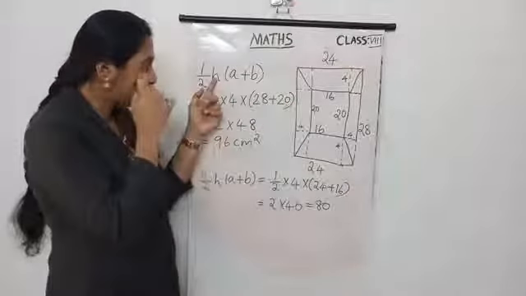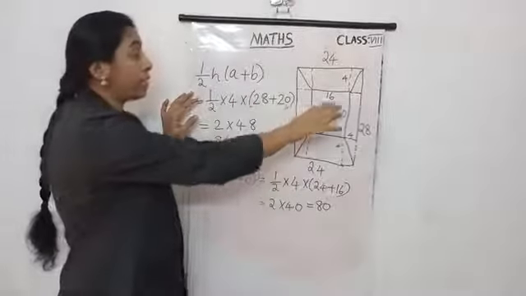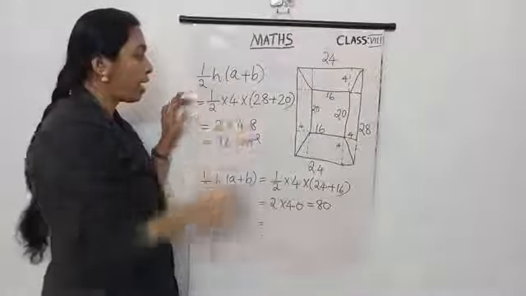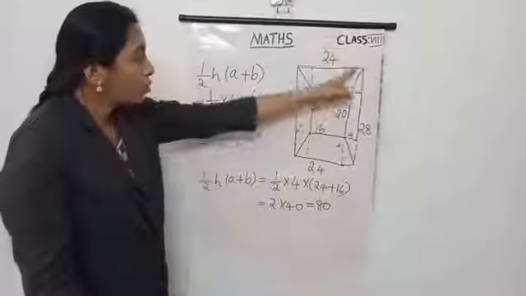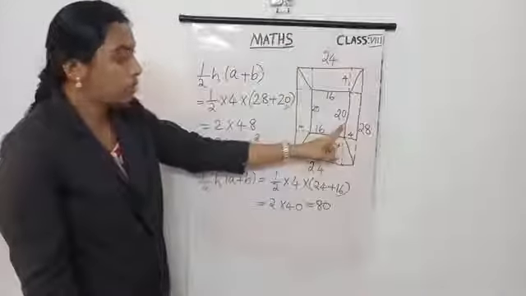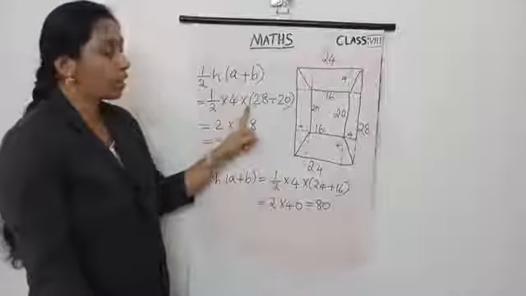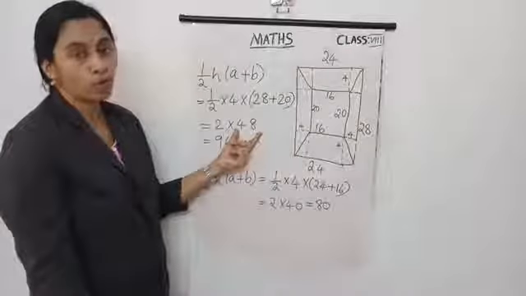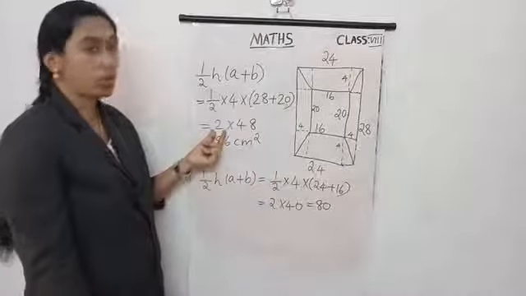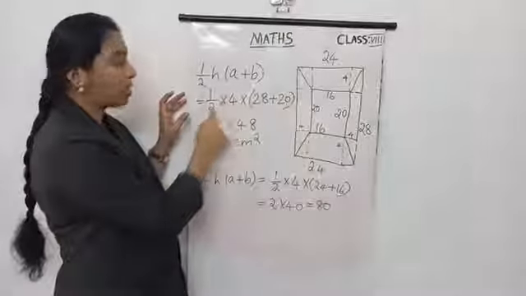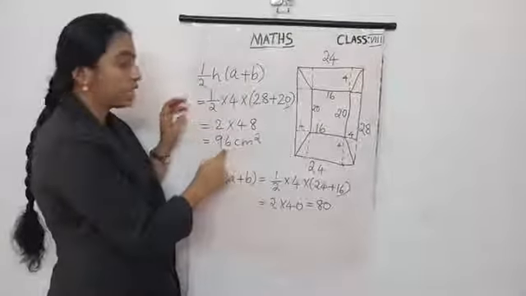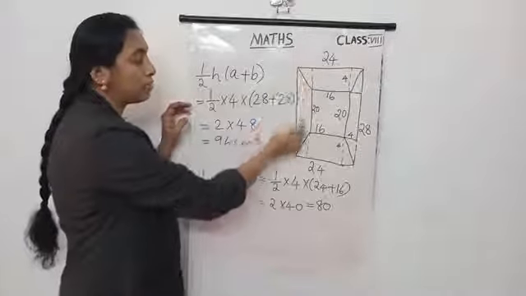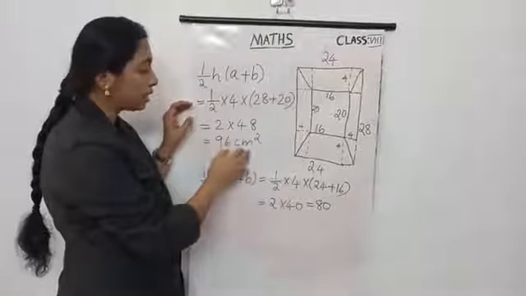Area of trapezium is equal to half into H into A plus B. Now substitute the values H 4 and A 28 and B 20. So half into 4 into 28 plus 20. Now add 28 plus 20, we get 48. 4 by 2 we get 2. We can cut here. 2 into 48 we get 96 centimeters square. So area of this right side and this left side trapeziums are 96 centimeters square.